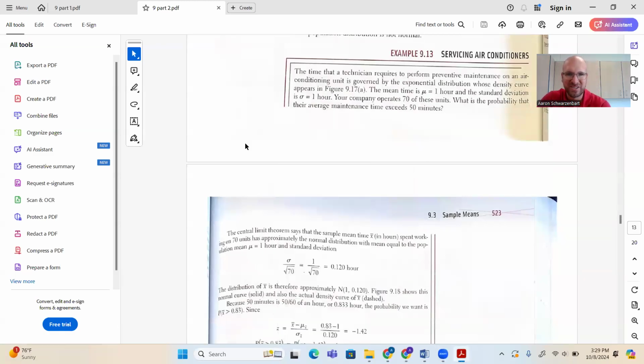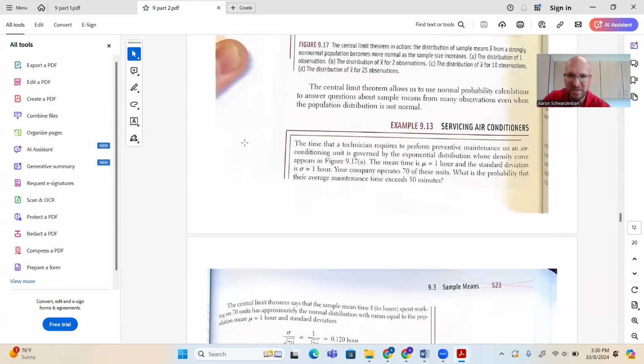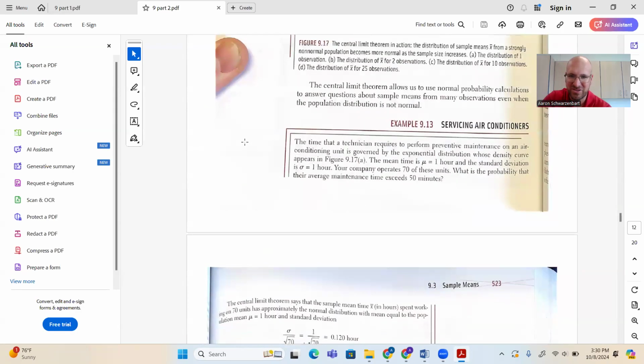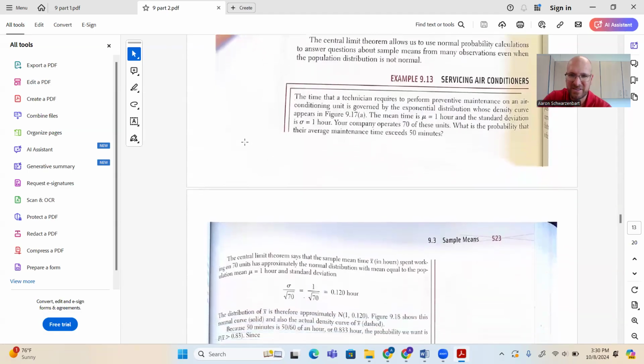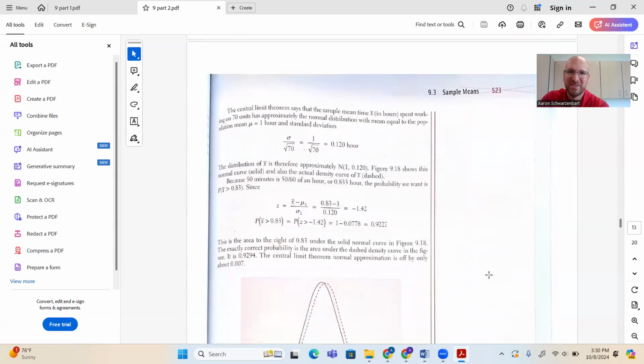So, servicing air conditioners. The time that a technician requires to perform preventative maintenance on air conditioning units is governed by the exponential distribution whose density curve appears to be in figure 9.17. The mean time is an hour and the standard deviation is also an hour. Your company operates 70 of these units. What is the probability their average maintenance time exceeds 50 minutes?